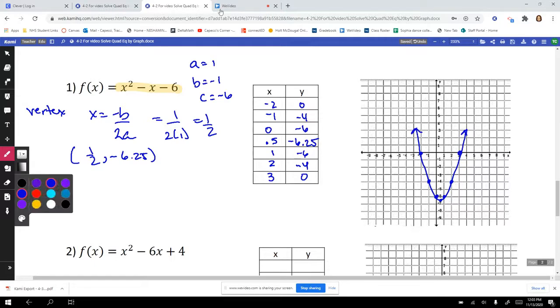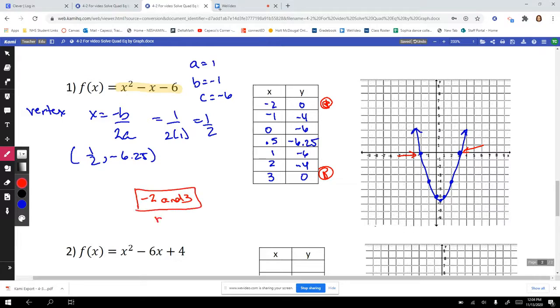Okay, now, our solutions, remember, are where they cross the x-axis. So this crosses the x-axis right there, and we have another one right here. Now, if you notice on our graph, the x-axis is where the y value is 0. So we can even use our table. When we're touching the x-axis, the y value is 0. Okay, so our solutions are going to be -2 and 3. They are our roots or our solutions or our zeros.